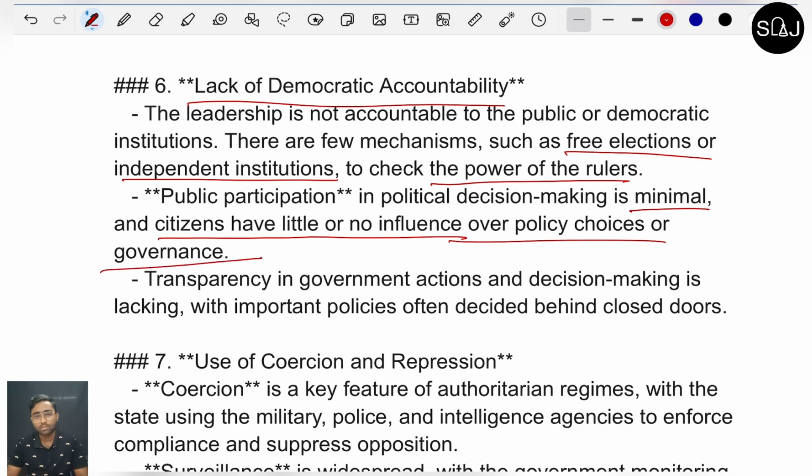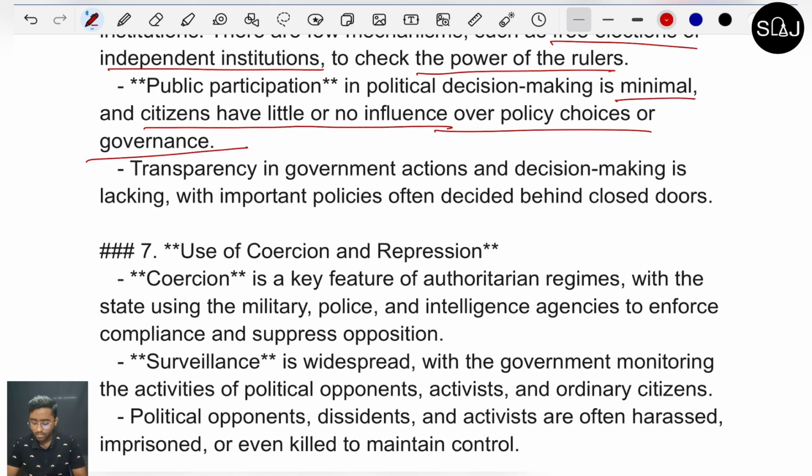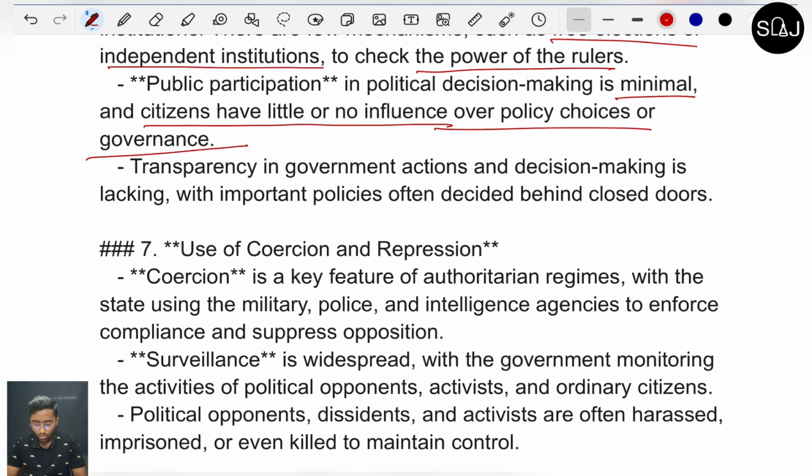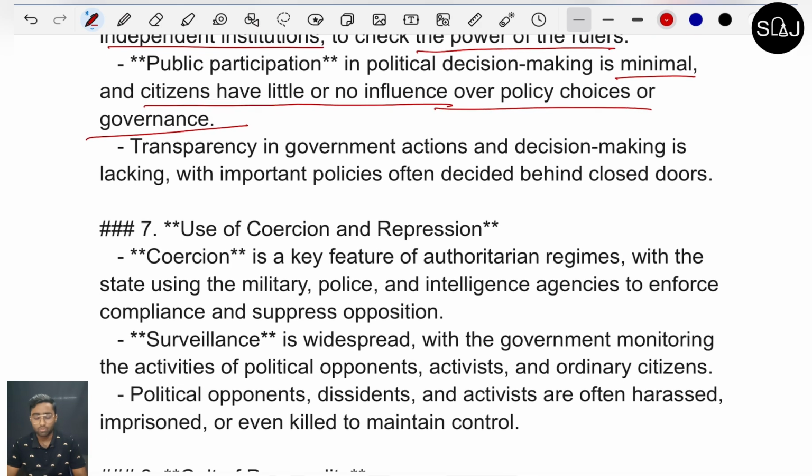or governance. So, you can say, in a way, it is anti democratic, because in a democracy we get the right to choose our representatives, we get the right to vote, but over here the citizens are having very little or no influence over the policy choices or the governance. Transparency in government actions and decision making is lacking, with important policies often decided behind closed doors.